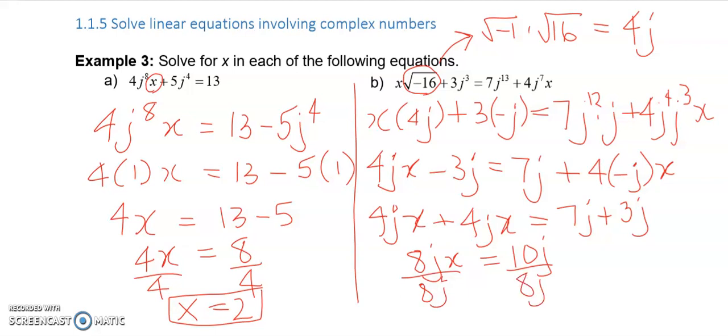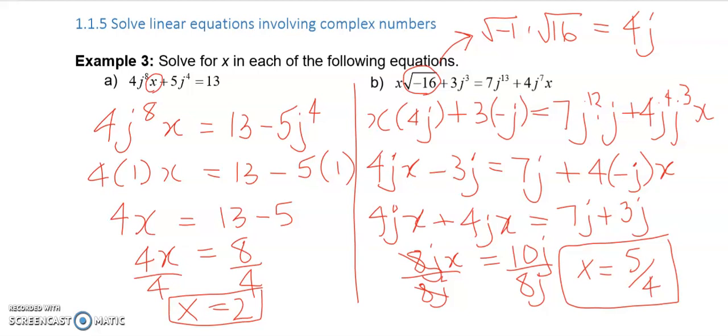Remember, your goal is to get the x by itself. They cancel there. And so what you're going to end up with is x is equal to 10j over 8j. The j's cancel. 10 divided by 8 reduces to 5 over 4. So that should be the solution to this second equation.